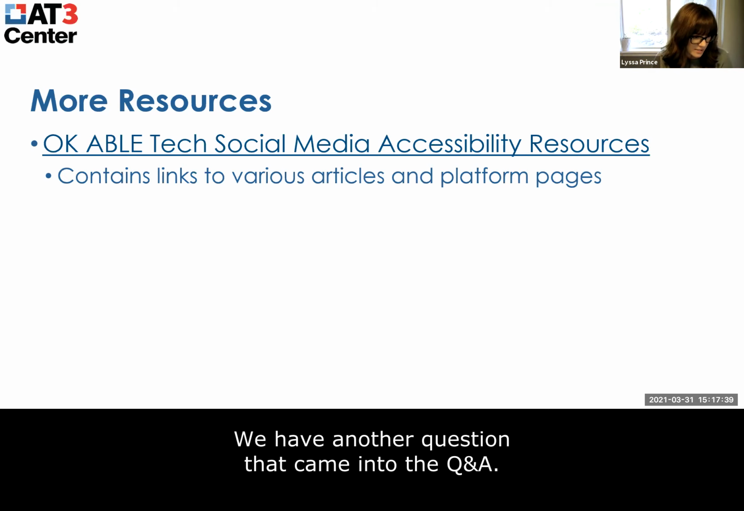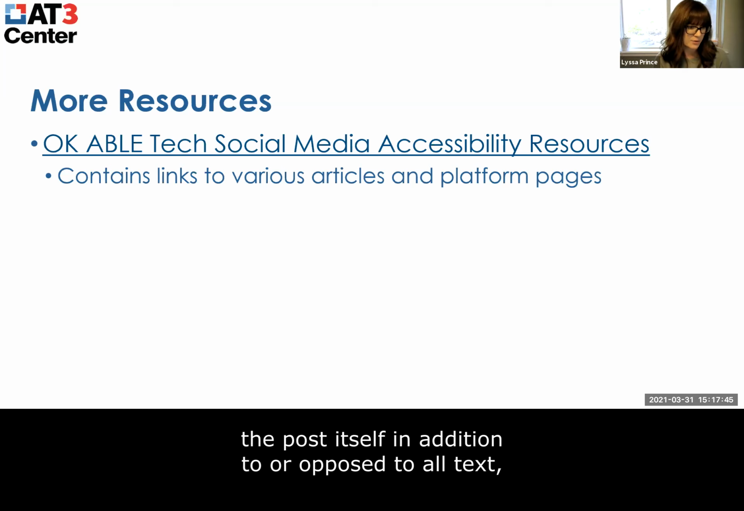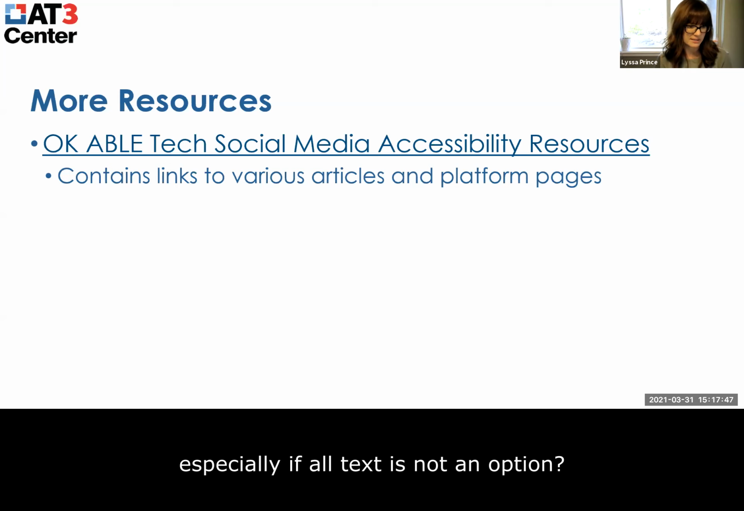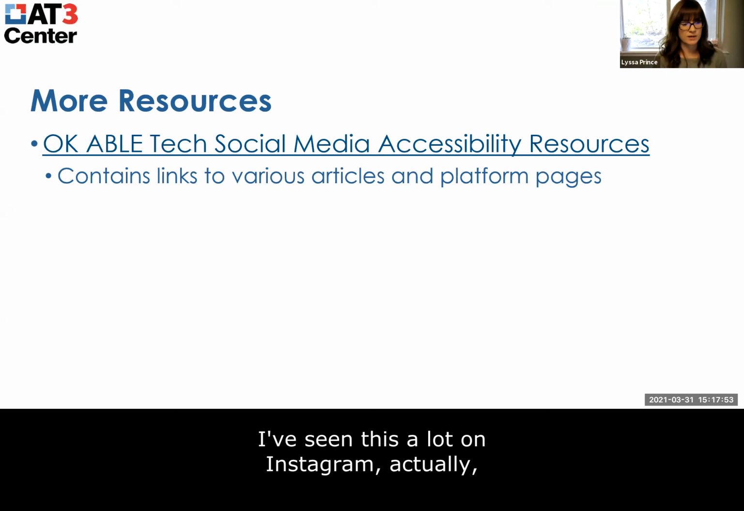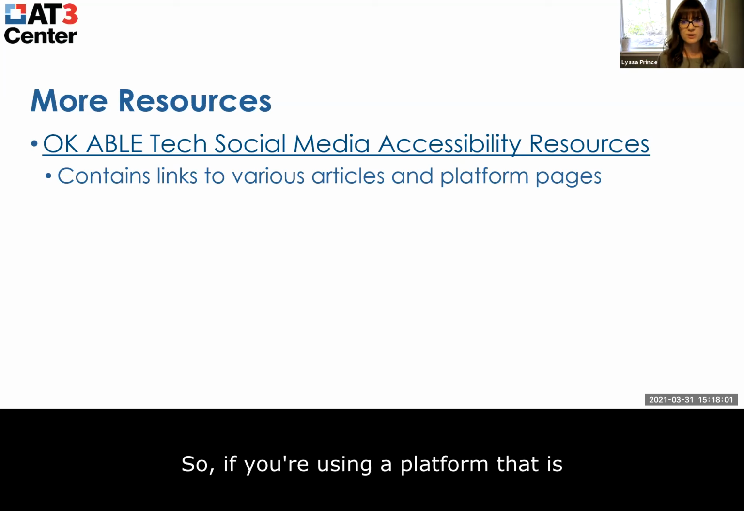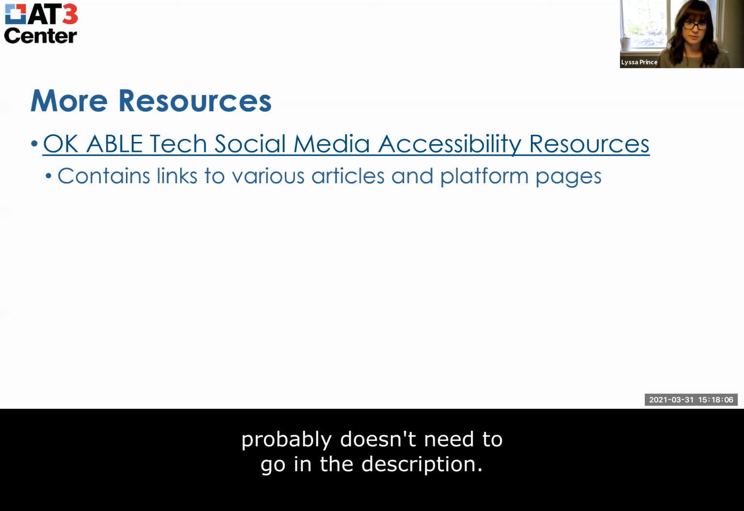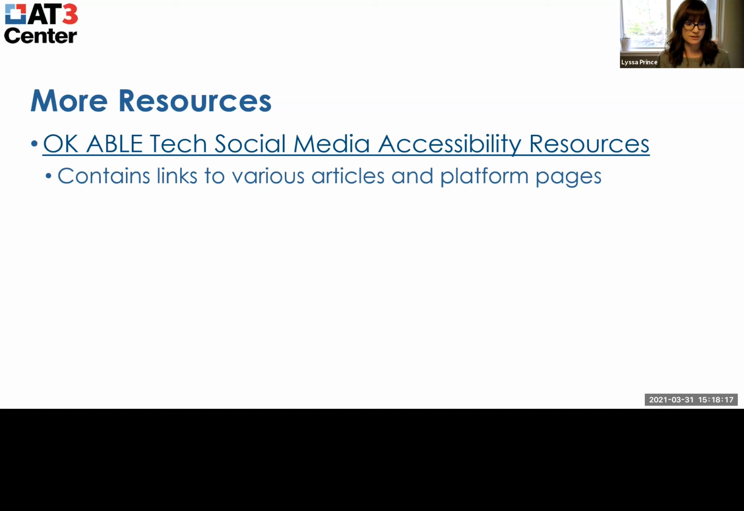All right, we have another question that came into the Q&A. What are your thoughts on adding image description to the post itself in addition to or as opposed to alt text, especially if alt text is not an option? I've seen this a lot on Instagram, where someone added alt text and then added that same text in the description. I would say that's redundant. If you're using a platform that allows you to add alt text, it probably doesn't need to go in the description. Instead of adding both, save your users the redundancy that would cause. Good question.